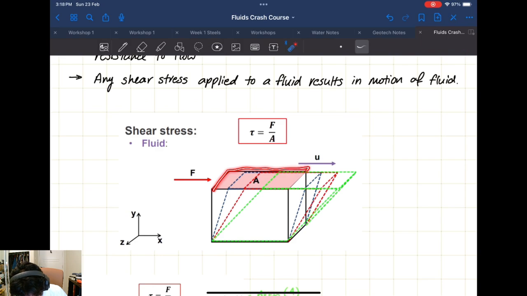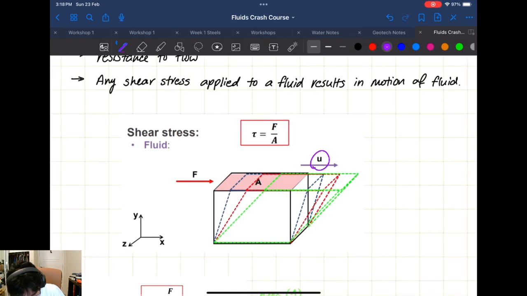So imagine you have a block of fluid, and from the side you're applying a force. That fluid, after you apply the force, will move with some velocity u.